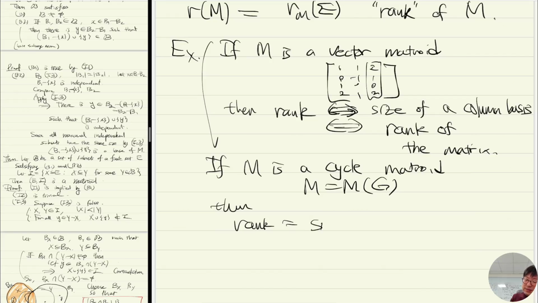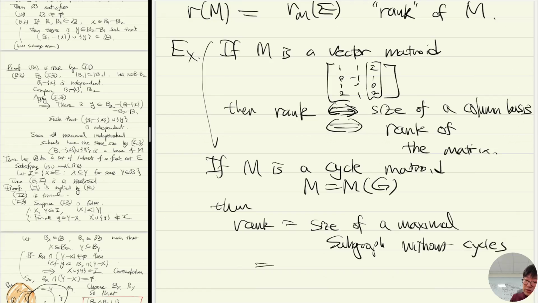So it's the size of a maximal subgraph without cycles. So each component will be a tree. So that's the same as the number of edges in a spanning tree.